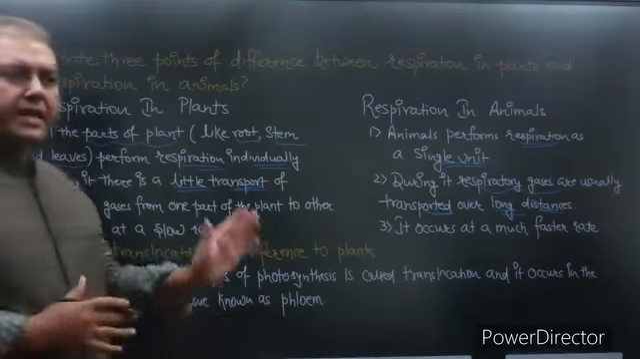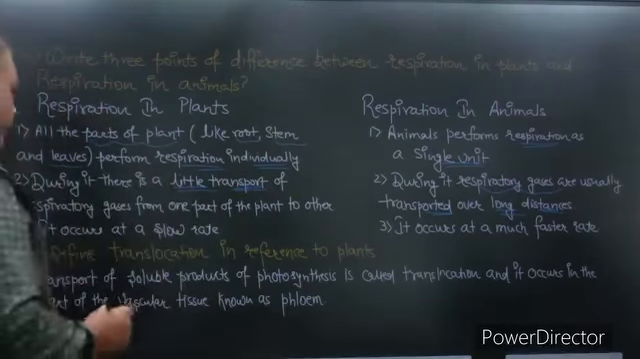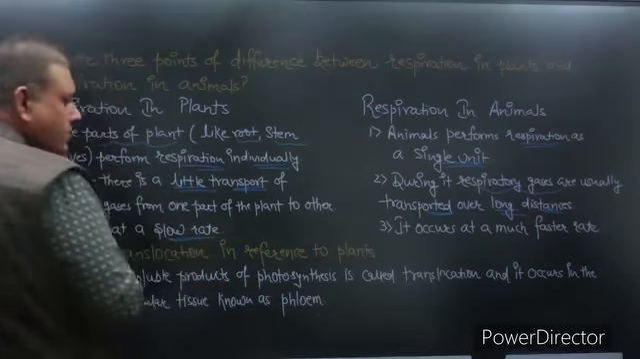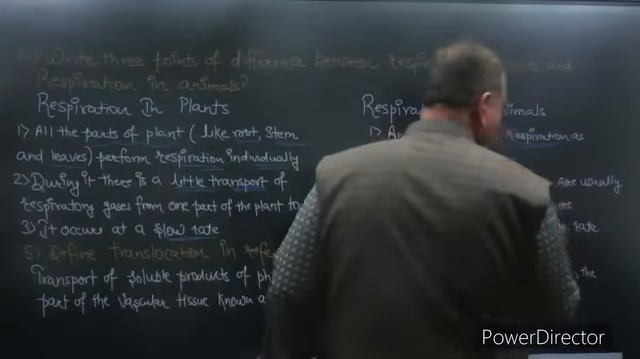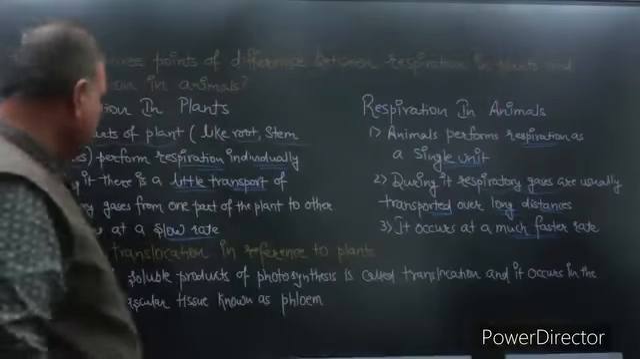When we compare the respiratory rate, respiratory rate used to occur at a slow rate in plants, whereas it is much faster compared to that in animals.